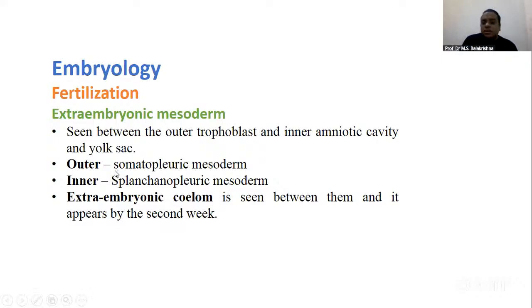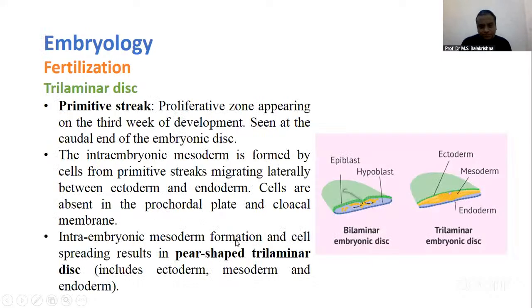The outer layer is called the somatopleuric mesoderm, and the inner one is called the splanchnopleuric mesoderm. The extraembryonic coelom, the cavity which develops outside, is seen between them, and it appears in the second week of gestation.